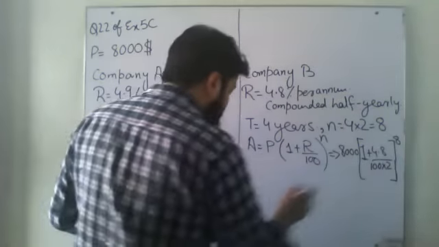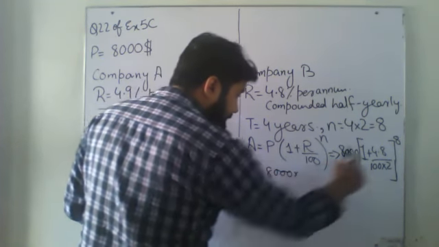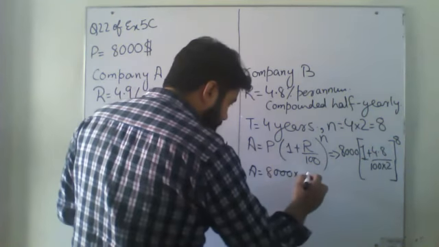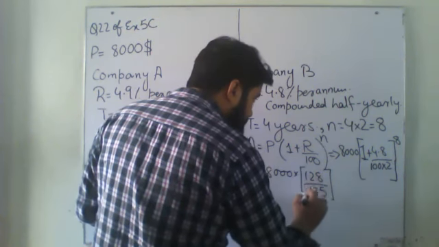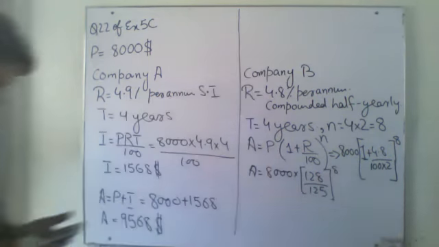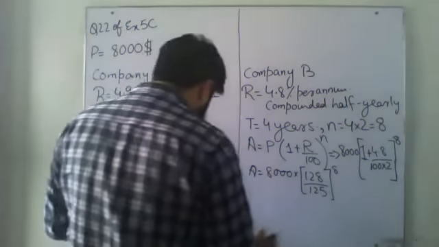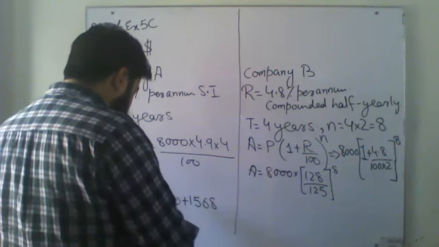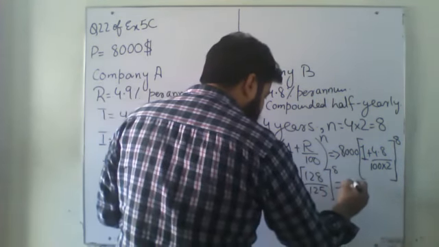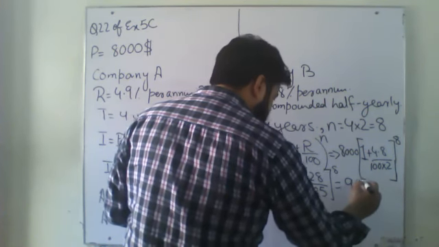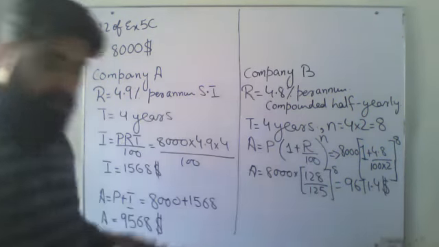When I have simplified this, A equals 8,000 multiplied by 128 over 125, whole power 8. When I simplify this and multiply by 8,000, my final answer is coming $9,671.4. Now you can see the difference.